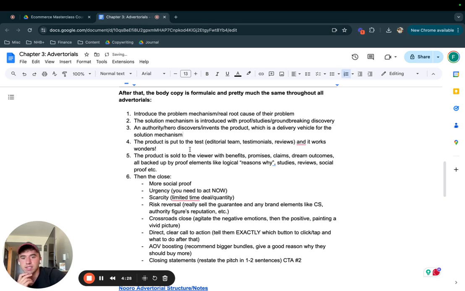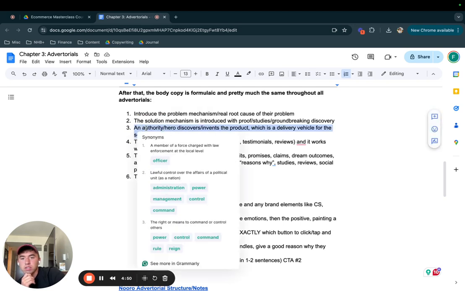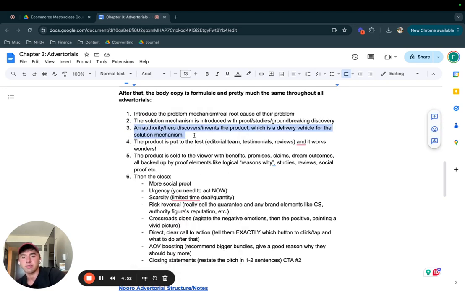Then the product is put to the test. Either the editorial team or your staff, testimonials or reviews or long form stories of someone using the product, and it works wonders. If it doesn't work, don't put the story in. The product is sold to the viewer after the story, because then we've built up, again, similar structure to all direct response. Problem mechanism, solution mechanism. I skipped this one. So then we introduce the product itself, right?